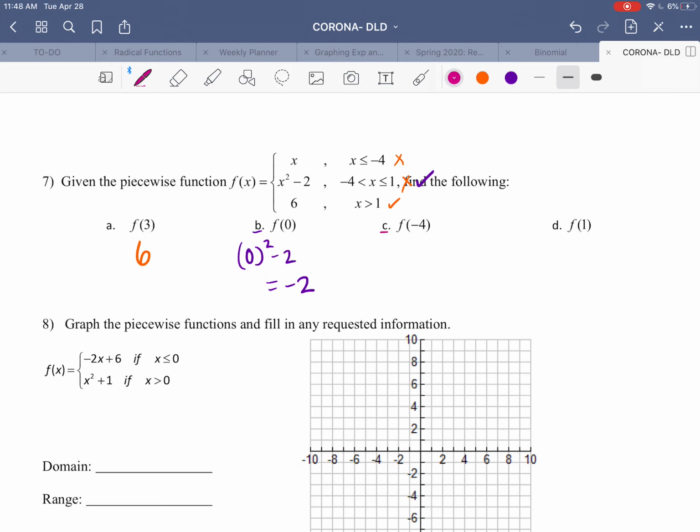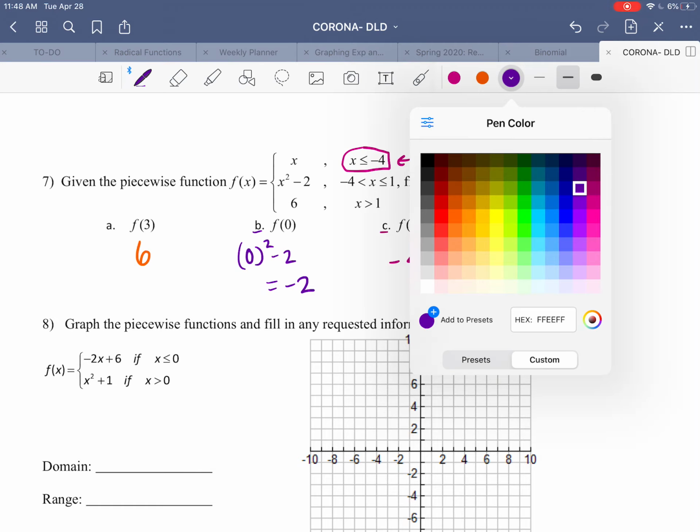For C, we're looking at -4. Okay, well, we have -4 two places. We have it here and we have it here. Which one are we going to be using? Well, we need to find which one is equal to -4. The equal to -4 occurs right here. So we're going to plug -4 into this function, which means our answer is just -4 because the answer is just x.